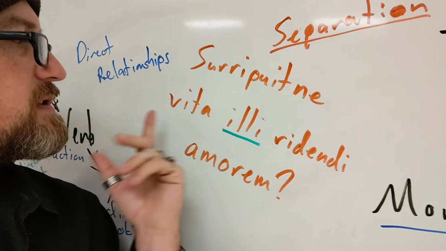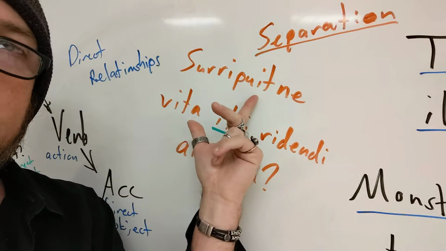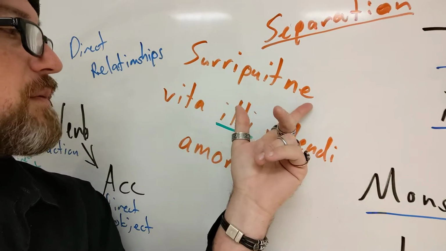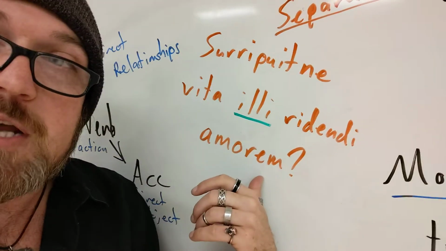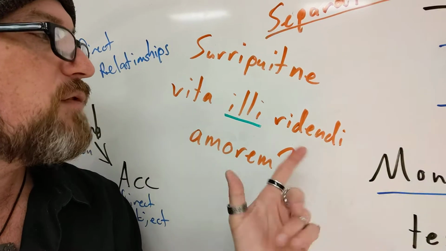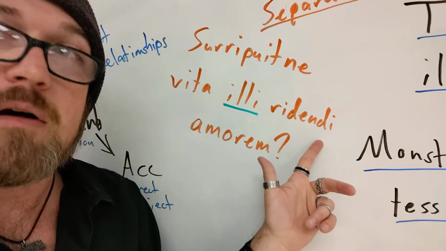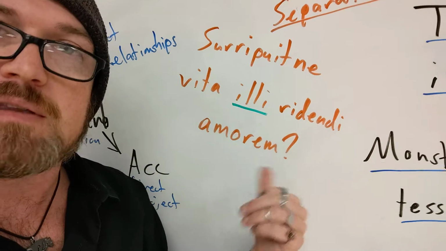Of course, what's going on here is I've got my subject, life. I've got my verb, has stolen, in this case formed as a question. I've got a direct object, amorem, the love, and even a genitive, which I think we could call an objective genitive. His love of laughing.